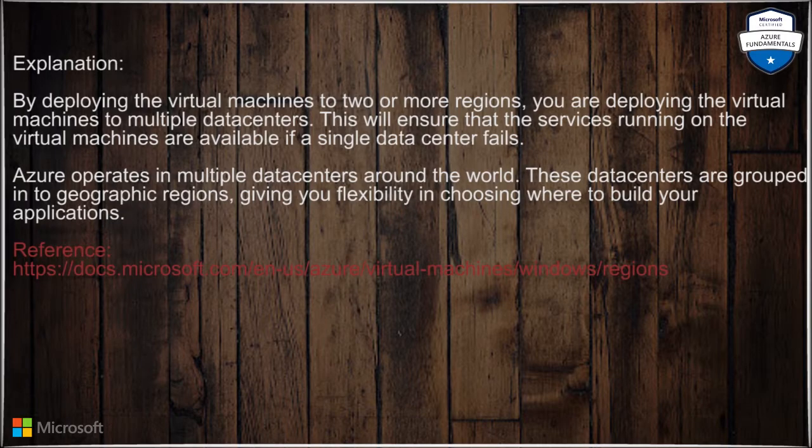Explanation. By deploying the virtual machines to 2 or more regions, you are deploying the virtual machines to multiple data centers. This will ensure that the services running on the virtual machines are available if a single data center fails. Azure operates in multiple data centers around the world. These data centers are grouped into geographic regions, giving you flexibility in choosing where to build your applications.